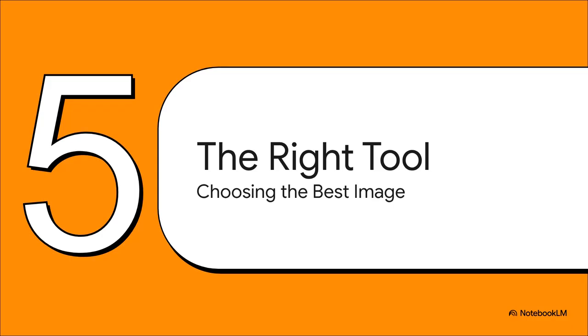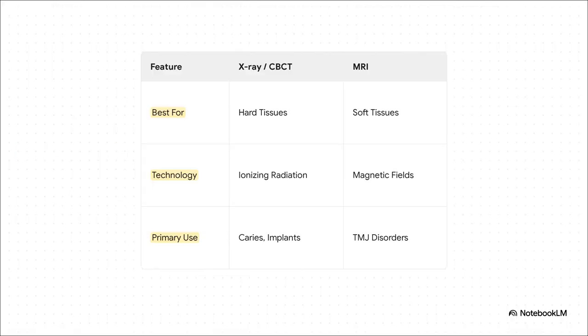So, when you boil it all down, it really brings us to the most important takeaway. Modern diagnostics isn't about one tool being better than another. It's all about choosing the right tool to answer a very specific question. This summary table just lays it all out perfectly. X-rays and CBCT, they are the undisputed champions for hard tissues, using radiation to diagnose things like cavities and fractures. MRI, it's the champion for soft tissues, using those magnetic fields to diagnose really complex issues in the TMJ. See? They don't compete with each other. They complement each other. They're on the same team.